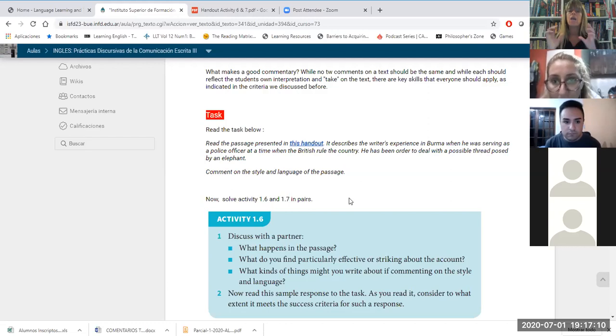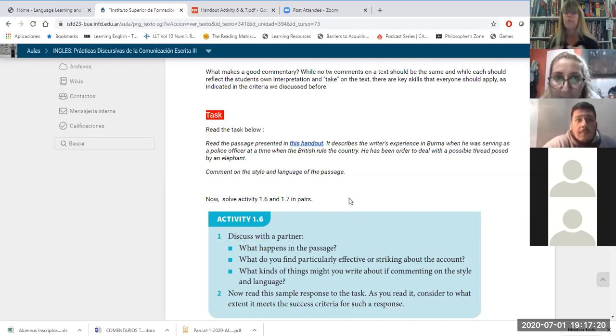So what is it that we know? That the writer is in Burma. What is Burma? India. Okay, it's in India. And then he was serving as a police officer at a time when the British ruled the country. So imagining, before 1947. He has been ordered to deal with a possible threat posed by an elephant.